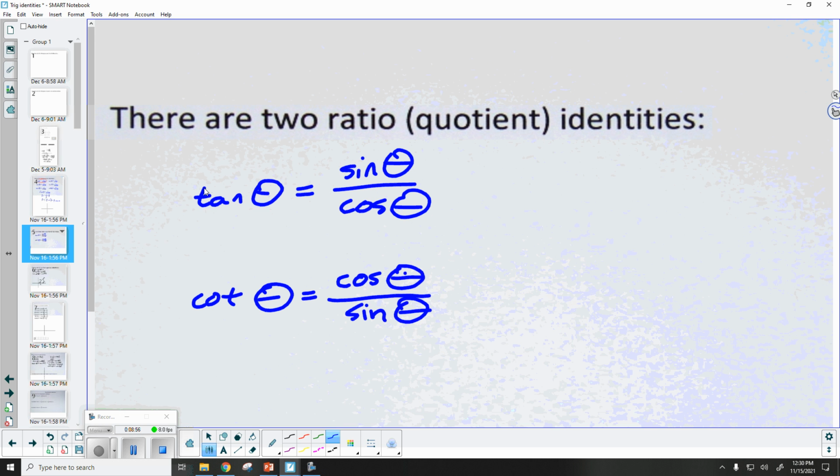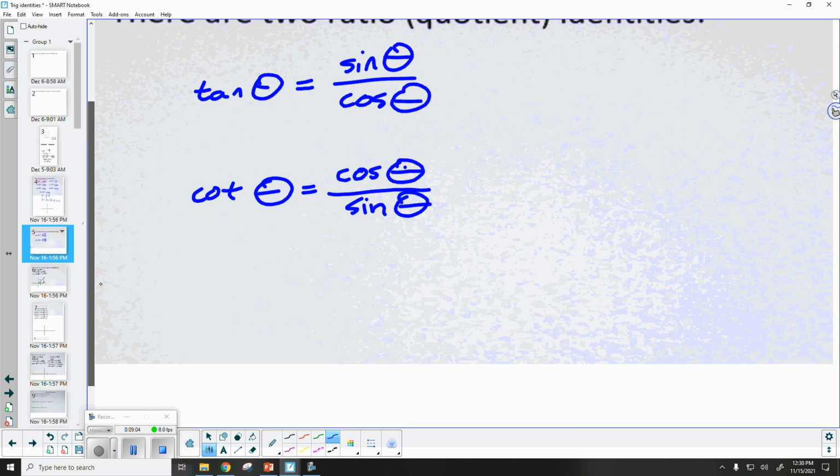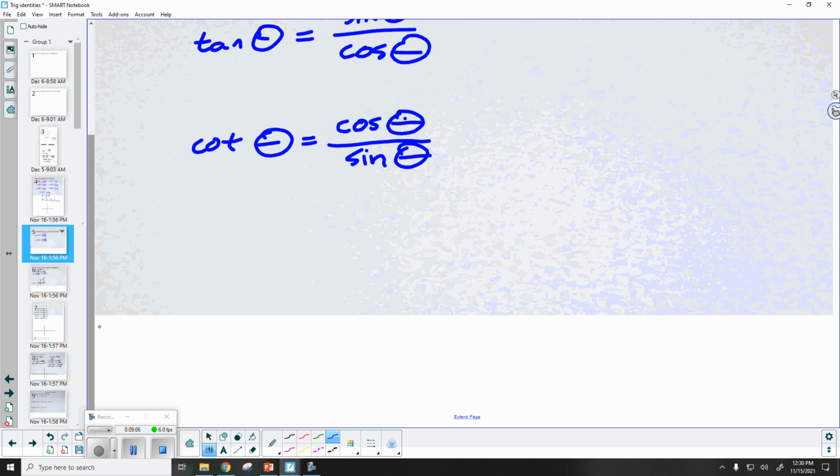Okay, Edward, choose one. The second one. Okay, so I want to prove that cotangent of theta equals cosine of theta over sine of theta. All right, so I already have a little bit of room here. Now I'm going to use the same strategy that I did in the previous category. I'm going to replace each of the trig functions with their ratios.